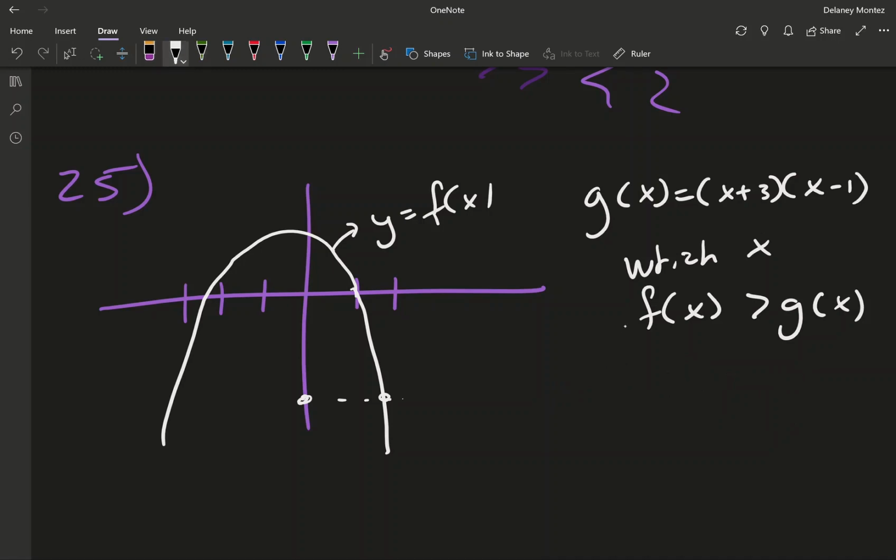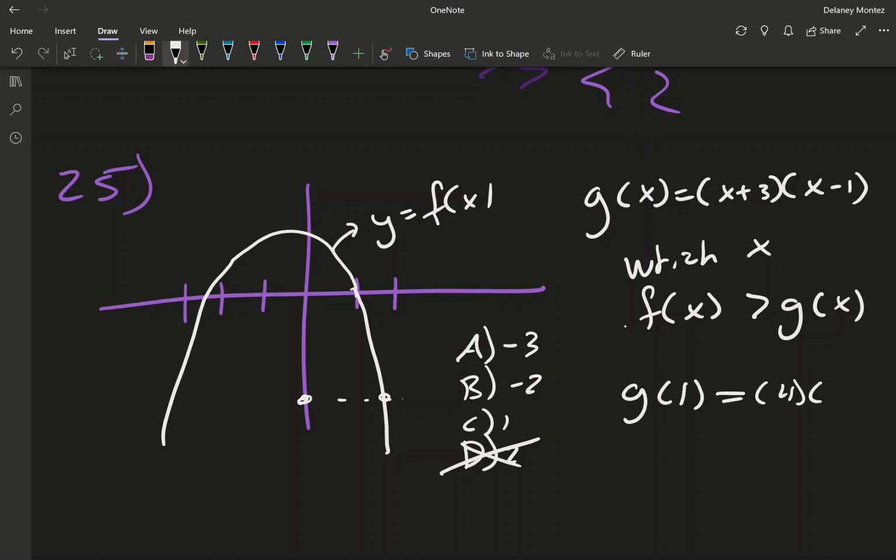Let's try 1. D is 2, C is 1, B is negative 2, A is negative 3. Let's look at C equals 1. When I plug 1 into g, I can already see I'm getting 4 times 0, that's 0. But f of x at 1 is 0 too. So f of x can't be greater, they're equal. f of x actually equals g of x when x equals 1. So 1 can't be right.